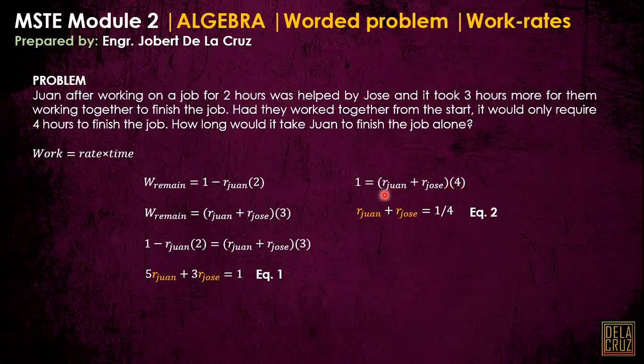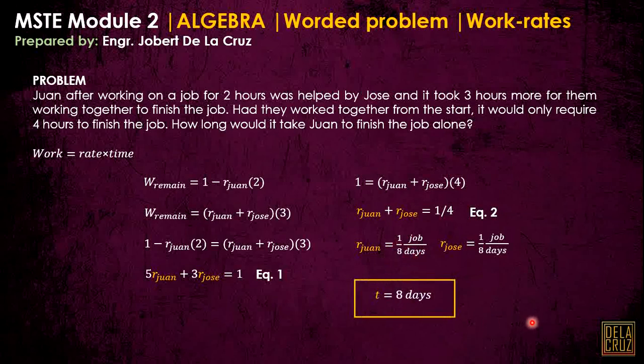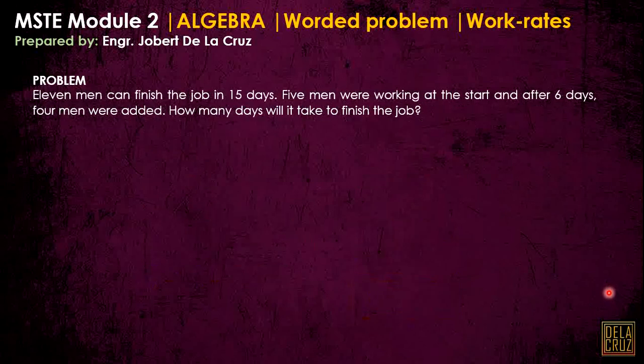Now, using the calculator, 2 equations, 2 unknowns, we can get the rate of Juan as one job in 8 days, and the rate of Jose. So, actually, the same rate sila. But, ang tinatanong dito, how long would it take Juan to finish the job alone? Meaning, he can finish the job alone in 8 days. Klaro? Okay, let's have another example pa.